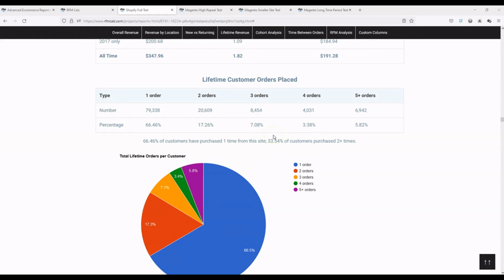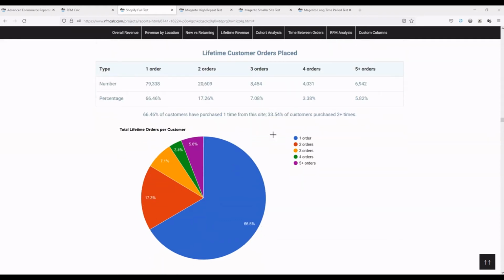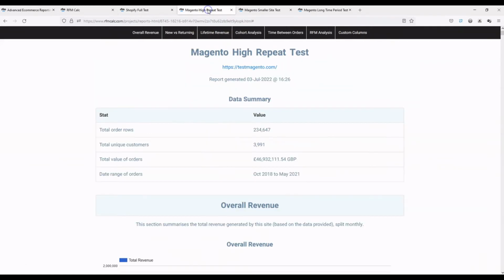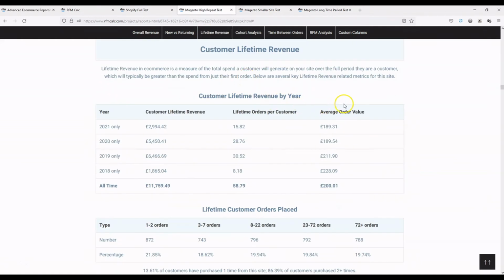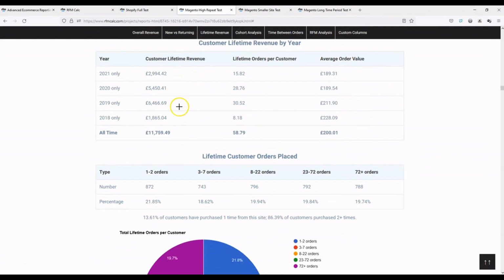Now, this is a section that can vary significantly depending on your site, depending on your vertical. So this is obviously for a fairly standard Shopify store that's doing very well, but most of their customers only place 1 order. If I look at this example on Magento, I've called it high repeat test. So this is a B2B site with a very high returning customer rate. So if I go down to their lifetime revenue section, you can see the actual lifetime revenue here is massive. It's £11,500 per customer. On average, customers place 59 orders.